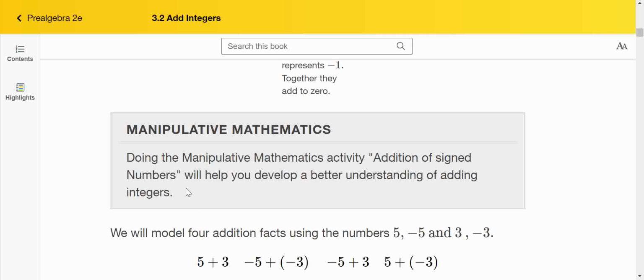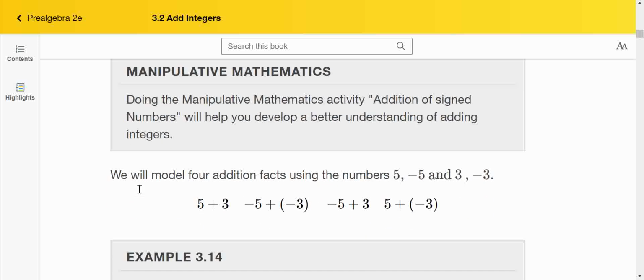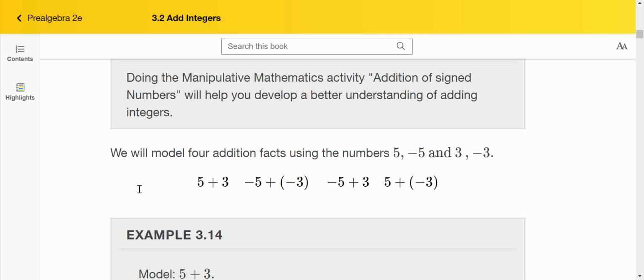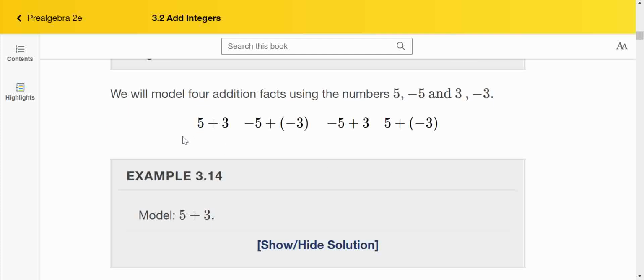Manipulative mathematics. Doing the manipulative mathematics activity addition of signed numbers will help you develop a better understanding of adding integers. We will model 4 addition facts using the numbers 5, -5, and 3, -3. So here you have 4 sets. You have 5 plus 3, -5 plus -3, -5 plus 3, 5 plus -3.